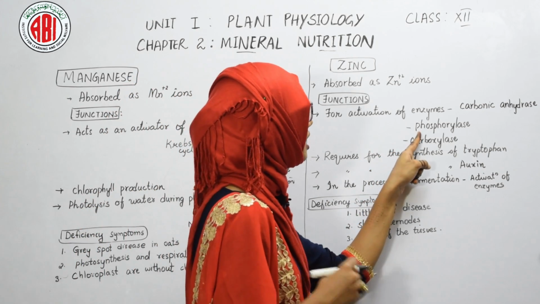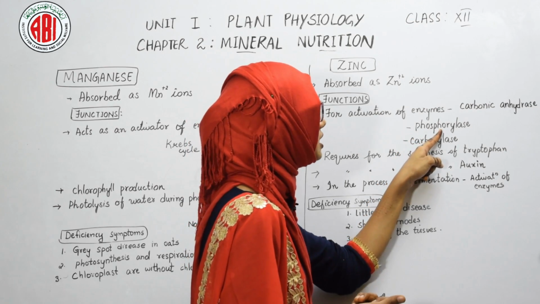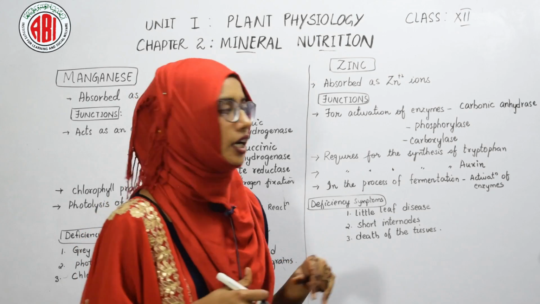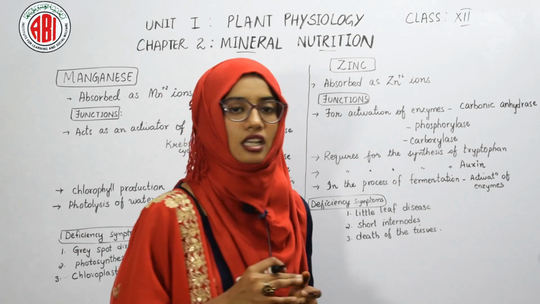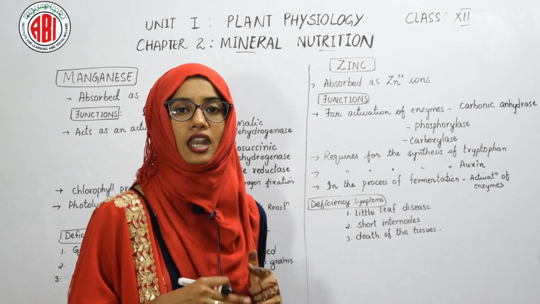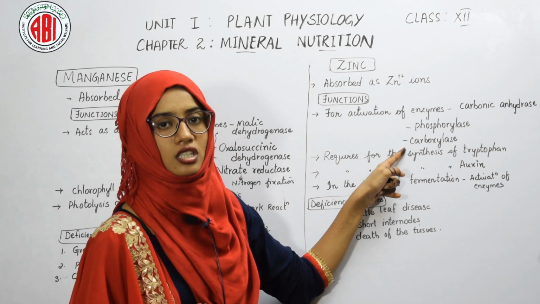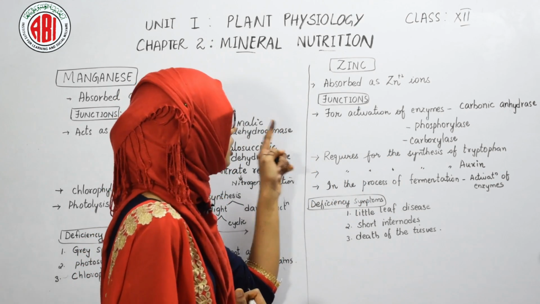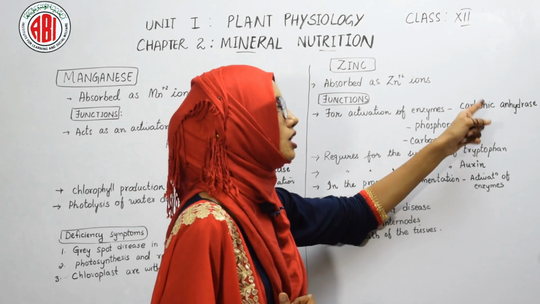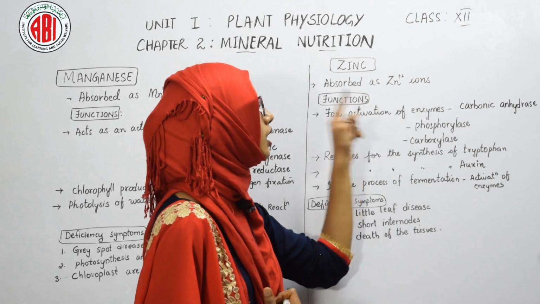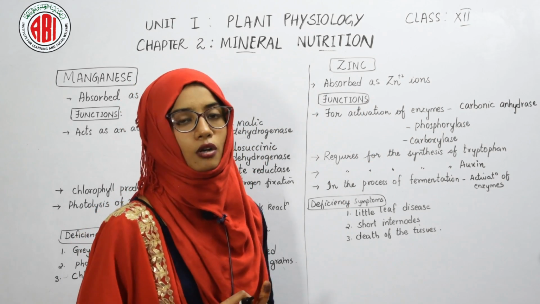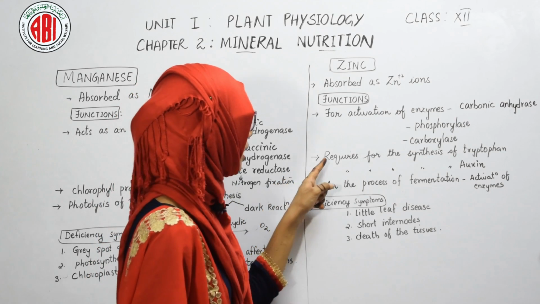And the next enzyme, phosphorylase, helps in the addition of phosphate bonds in the ATP, and carboxylase is an enzyme which is activated in the presence of zinc and which helps in carrying out addition of carbon dioxide in certain reactions. So this zinc is responsible for the activation of enzymes like carbonic anhydrase, phosphorylase and carboxylase, and ultimately it is going to help in carrying out the process called photosynthesis in the plant body.